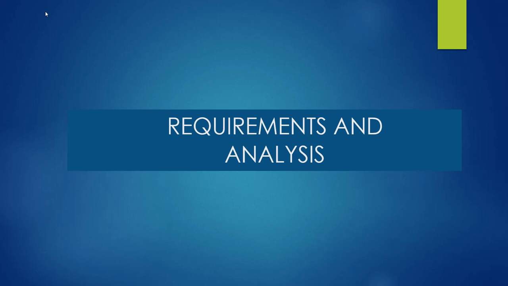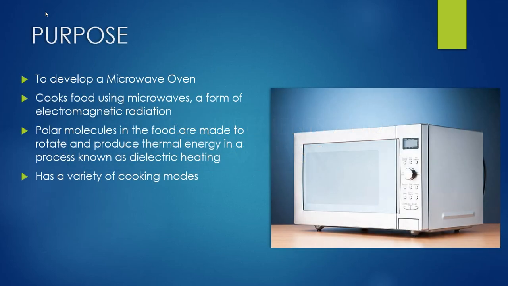First, on the requirement and analysis part, the main purpose of the project is to develop a microwave oven. I'm going to simulate a microwave oven in this video. And we all know what a microwave oven is. It cooks food using microwaves. Microwaves are a form of electromagnetic radiation. Polar molecules in the food are made to rotate and produce thermal energy in a process known as dielectric heating.